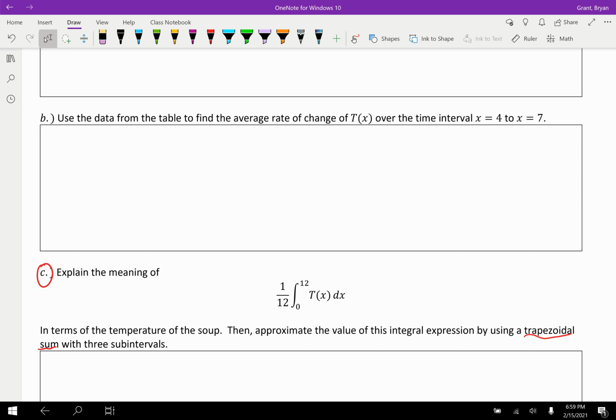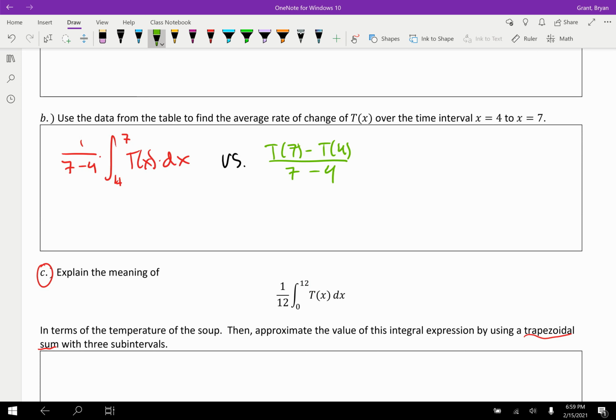So, average rate of change, you might be tempted to say, oh, that's 1 over 7 minus 4 times the integral from 4 to 7 of T of x dx. But then someone else might say, whoa, I thought we learned this average rate of change thing was where we do T of 7 minus T of 4 divided by 7 minus 4. Which one is it? Well, there's actually a third one that we need to consider, but we'll go into that after we discuss these two.